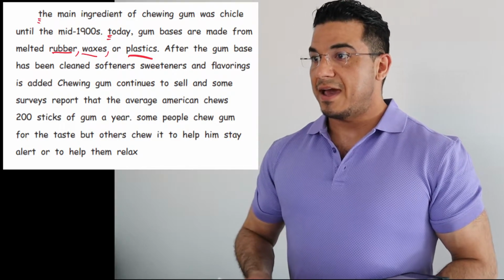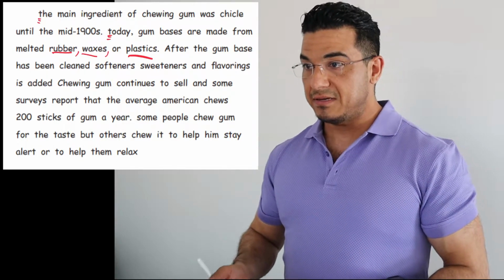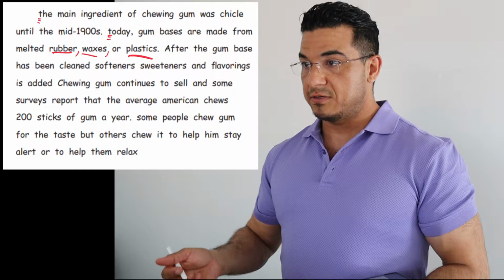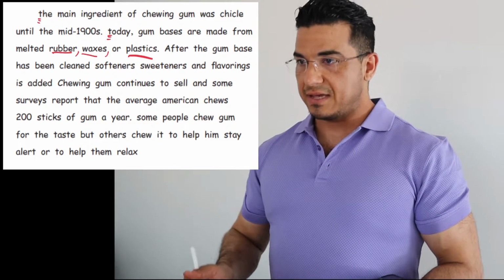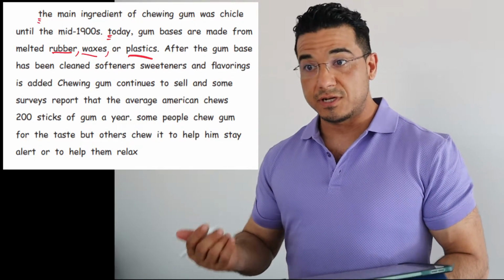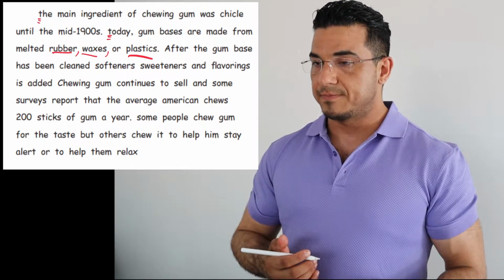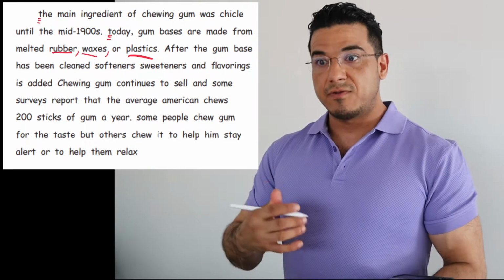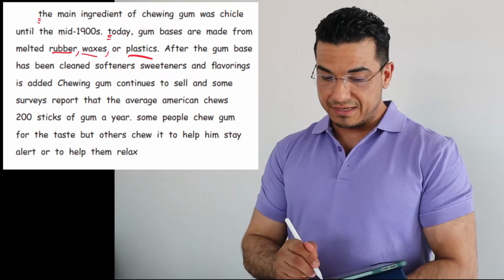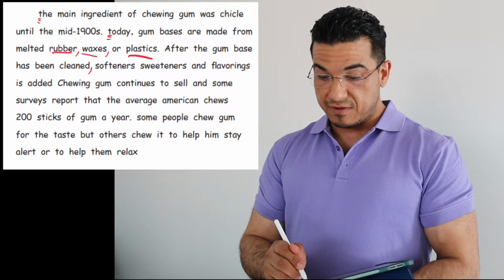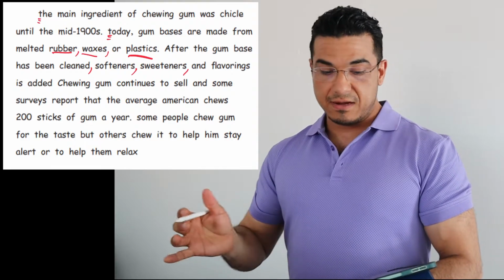Next clause. After the gum base has been cleaned, softeners, sweeteners, and flavorings is added. Okay, so here again we're generating another series. This time it's not nouns so much as it is verbs in this case. Verbs and nouns, it's a mixture. So after they've been cleaned would be the verb. Softeners, sweeteners, and flavorings.